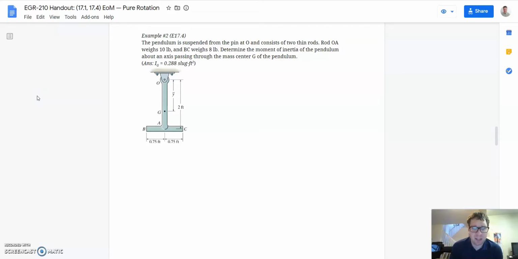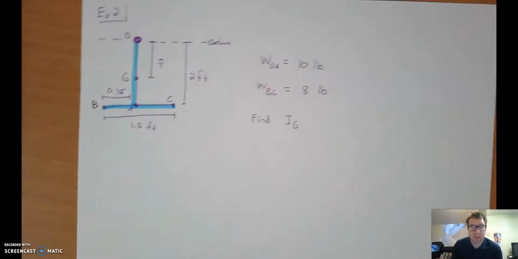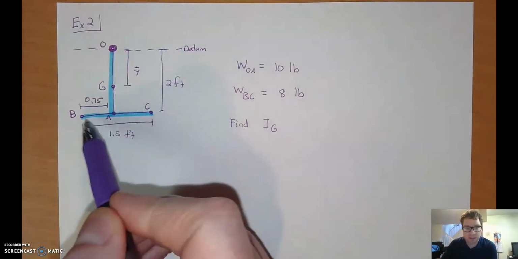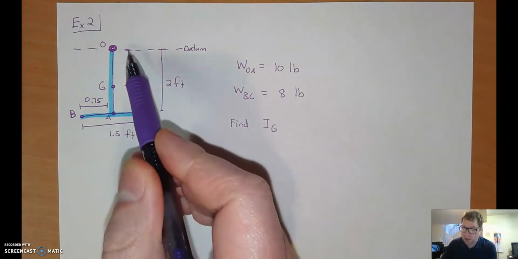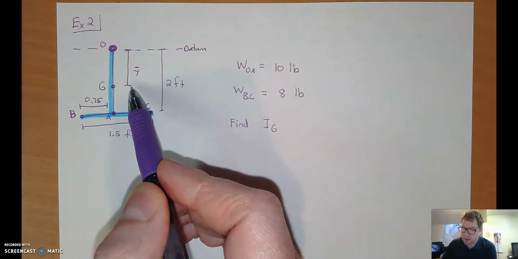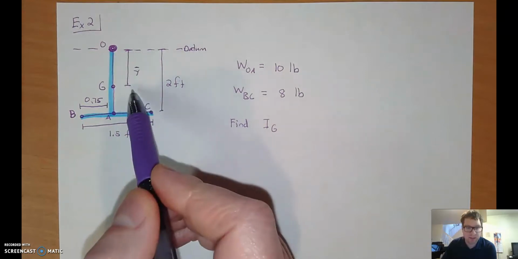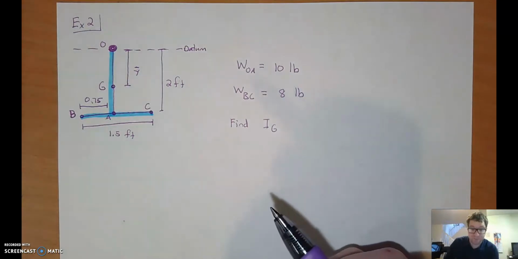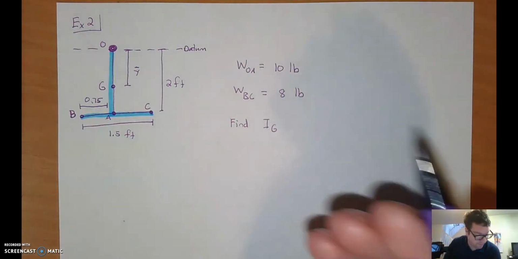So example 2 is on the screen, and it's asking us to find the mass moment of inertia of this pendulum. So it's been redrawn over here. We can model this as a pair of slender bars connected, and the center of gravity is found from this datum up here with this dimension y bar. So the first thing we want to do to solve this problem is find y bar.